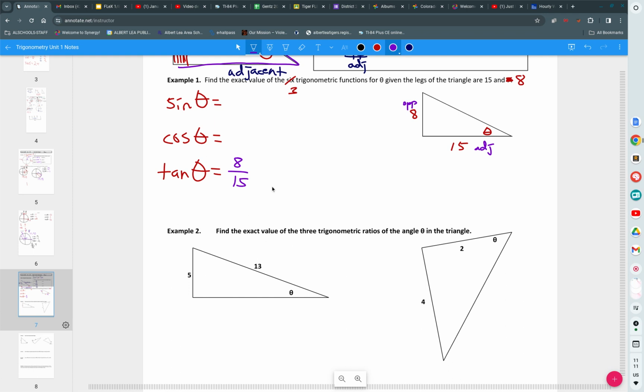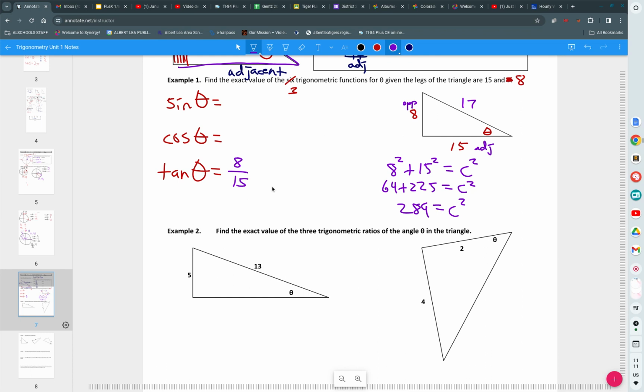In order to find the other two, I have to know the hypotenuse first, don't I? How would I figure out the hypotenuse? Use the Pythagorean theorem. Excellent. So we have 8 squared plus 15 squared is equal to c squared. 8 squared is 64. 15 squared, 225. 64 plus 225 is 289, which is c squared. And the square root of 289 is 17. 17 is my other side.